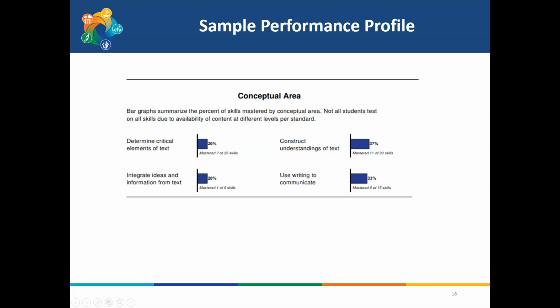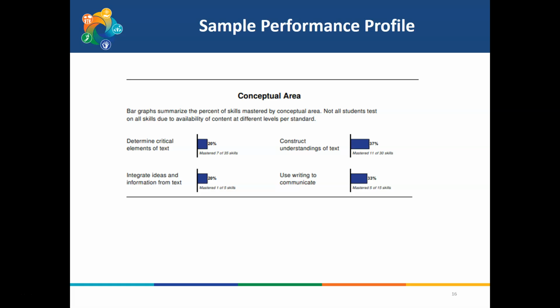When looking at the conceptual areas listed on the sample student's performance profile, we can see that the student mastered 37% of the skills that fall within the construct understanding of text conceptual area. However, this student only mastered 20% of the available skills within the integrate ideas and information in writing conceptual area. These results could suggest the student may benefit from additional instruction in learning goals in integrating ideas and information in writing using the essential elements in that conceptual area from this year's grade.